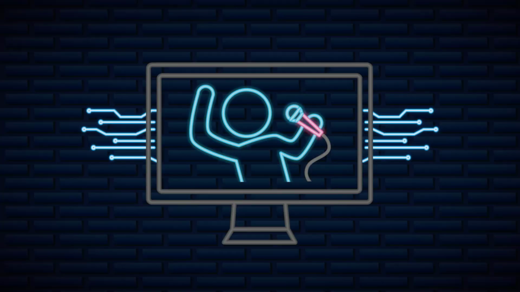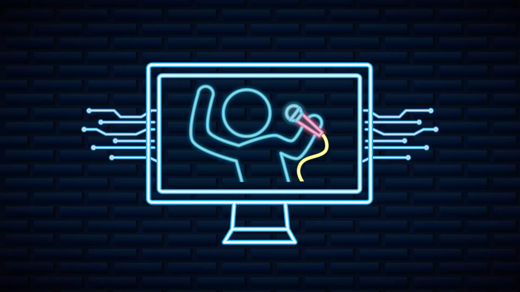So that is what we're going to do in this video. We're going to have a look at how you could record your voice or an acoustic instrument through a USB microphone on top of a YouTube backing track.